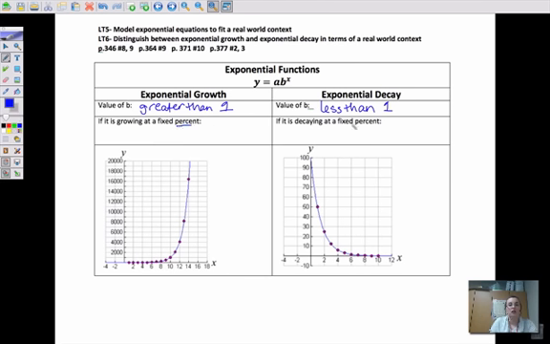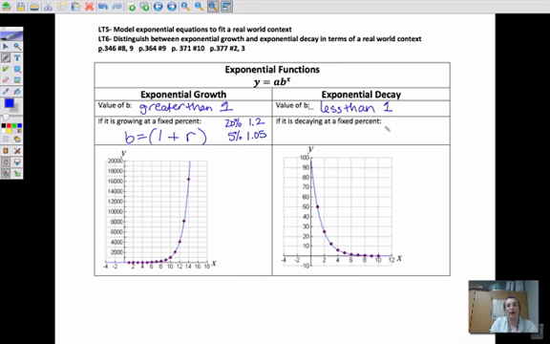Sometimes we're going to talk about growing or decaying at a fixed percent. It says the population is growing by 20%, or the bacteria are decaying at a rate of 60%. If we're using a percent for exponential growth, you're going to use 1 plus r as our value of b. So if it was growing at 20%, I would use 1.2. If it was growing at 5%, I would use 1.05 for my b, my multiplier.